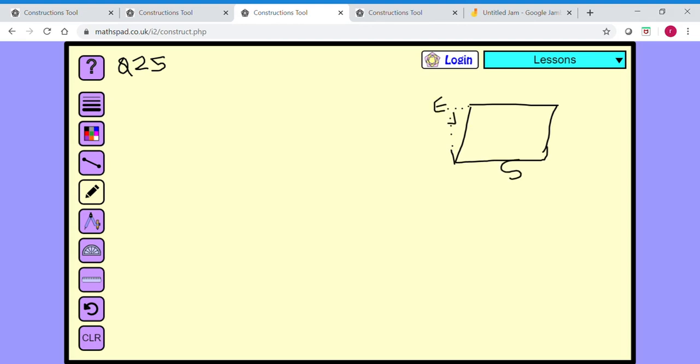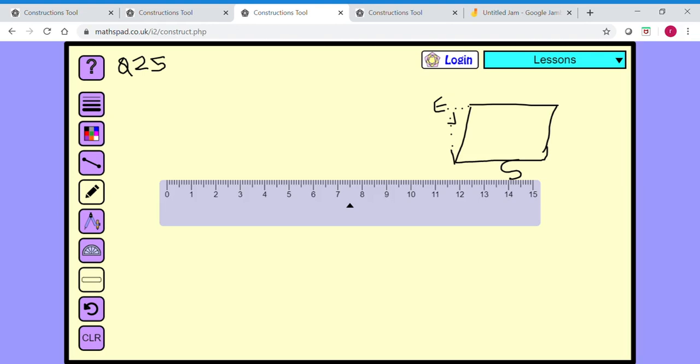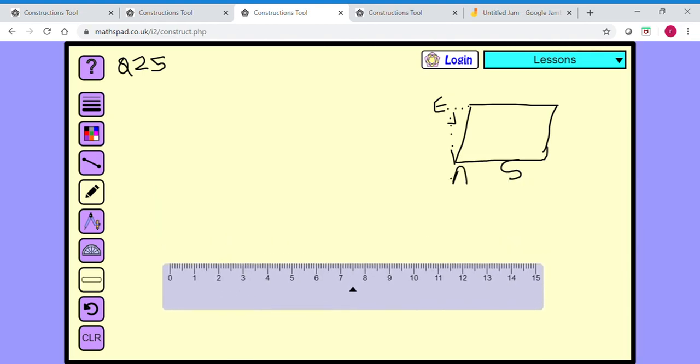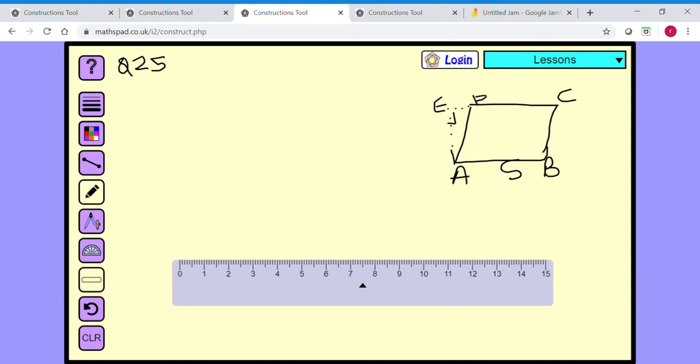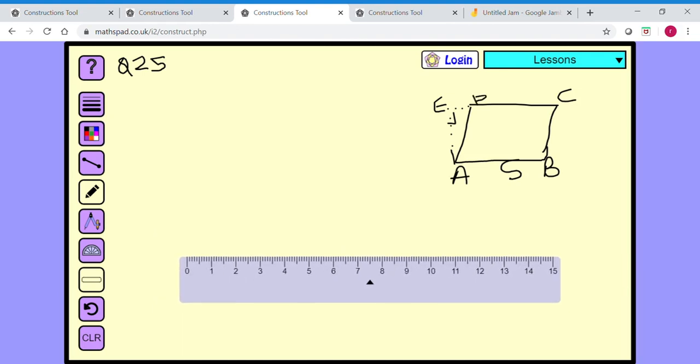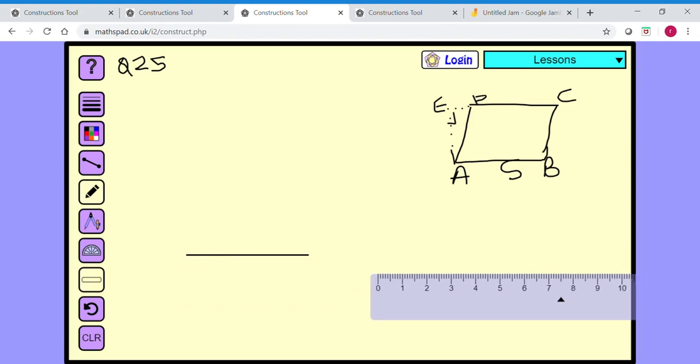Perfect, and this is fine. So let me start by constructing the first length, which is AB of 5 centimeter. So I start by constructing AB of 5 centimeter. Done. This is A, this is B, and this is 5 centimeter.